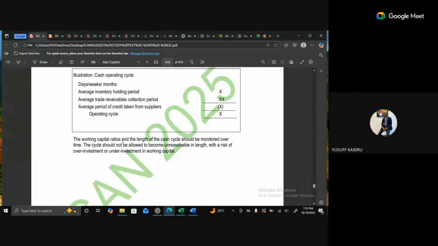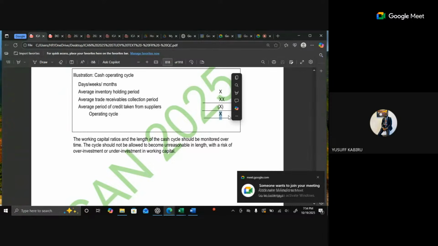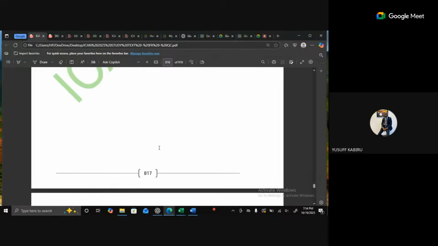So they say the working capital ratio and the length should be monitored over time. The cycle should not be allowed to become unreasonably long, with a risk of over or under investment in capital. So it is this cycle that you use to check whether you have over or under invested in working capital. Yeah, so that is about that.